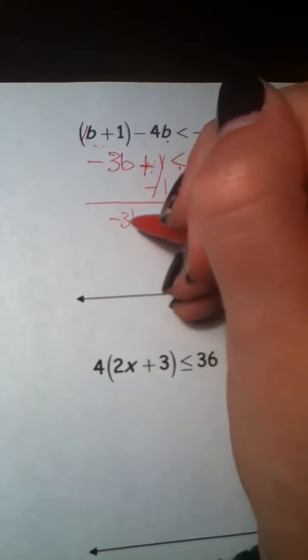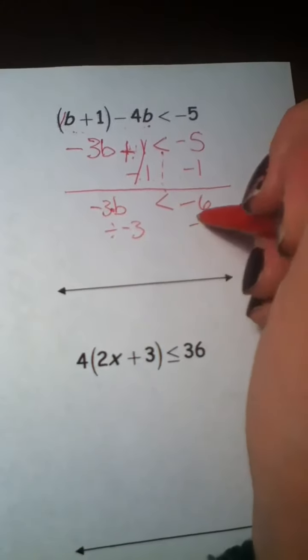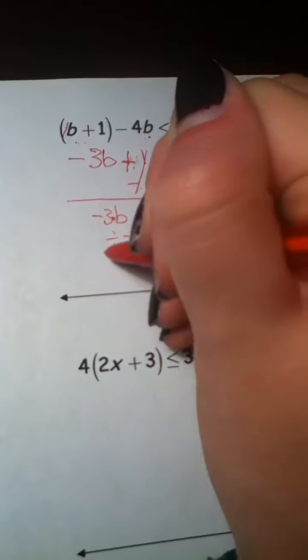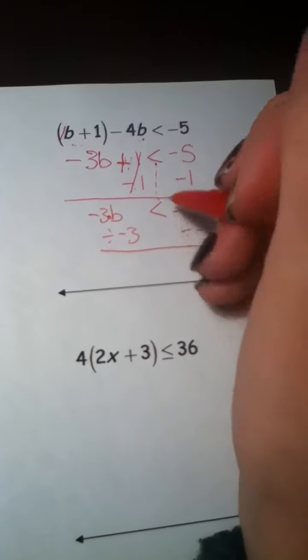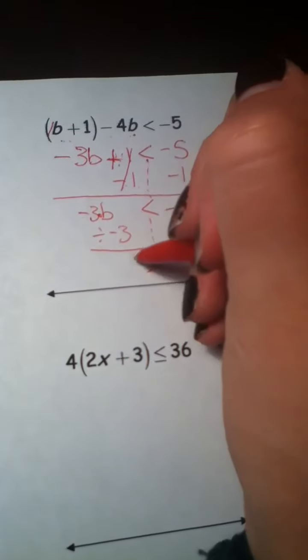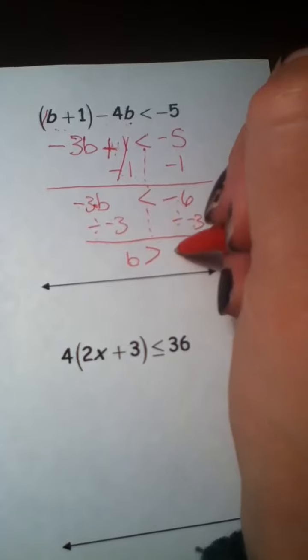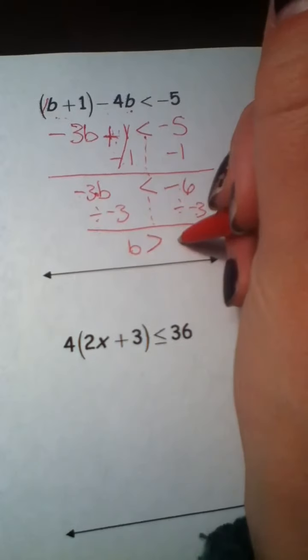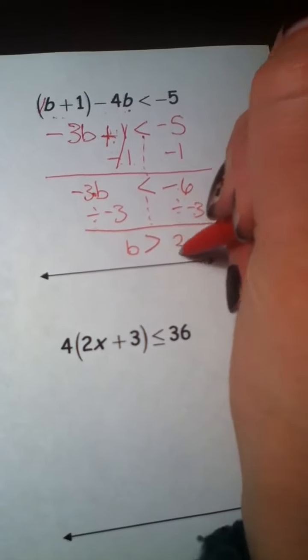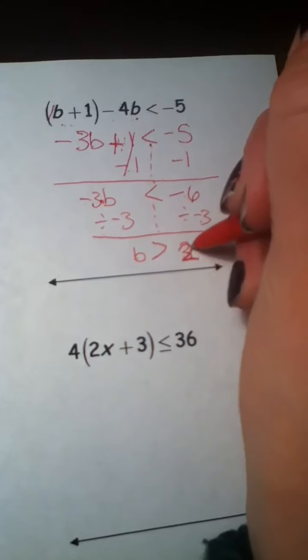Now, negative 3 times b, I'm going to divide by a negative. Dividing by a negative, lights should be flashing saying, flip your sign. Okay, flip it over. We're just left with b. Negative divided by a negative is a positive. So we get positive 3. No, we don't. We get positive 2. Goodness, it's late.